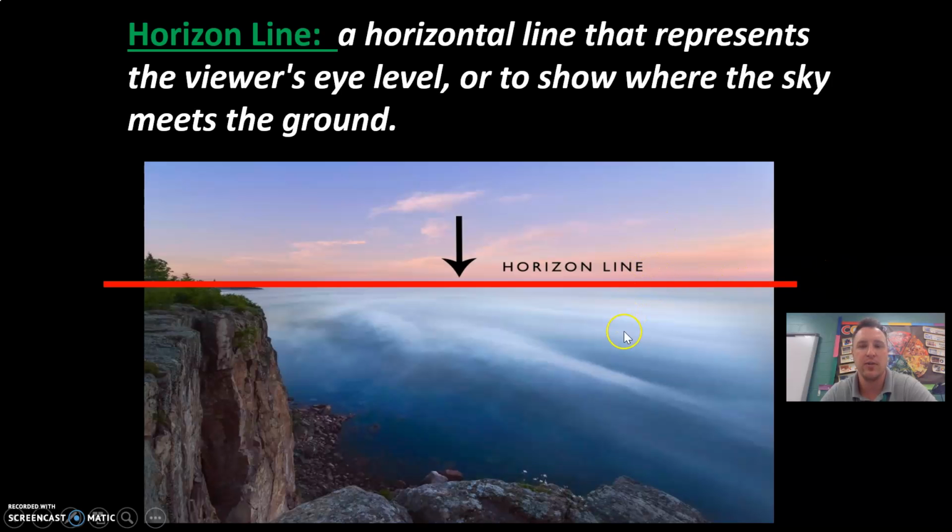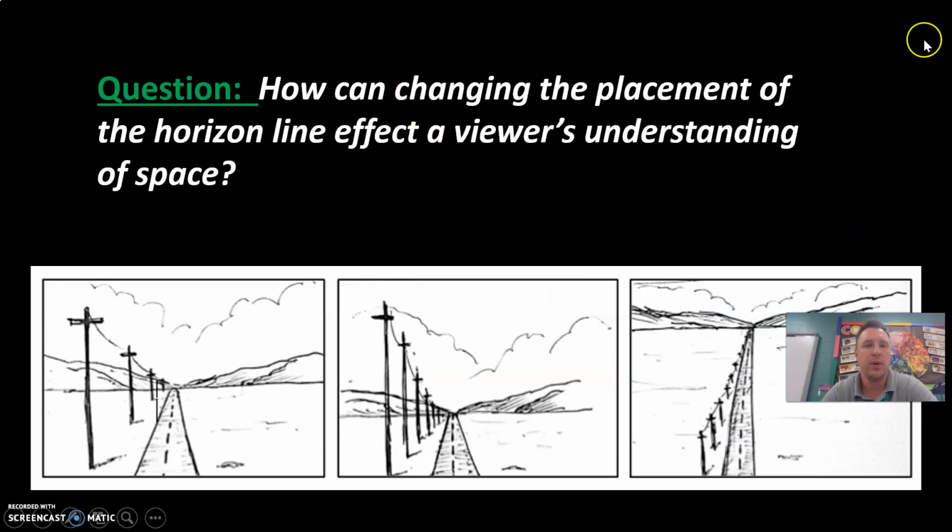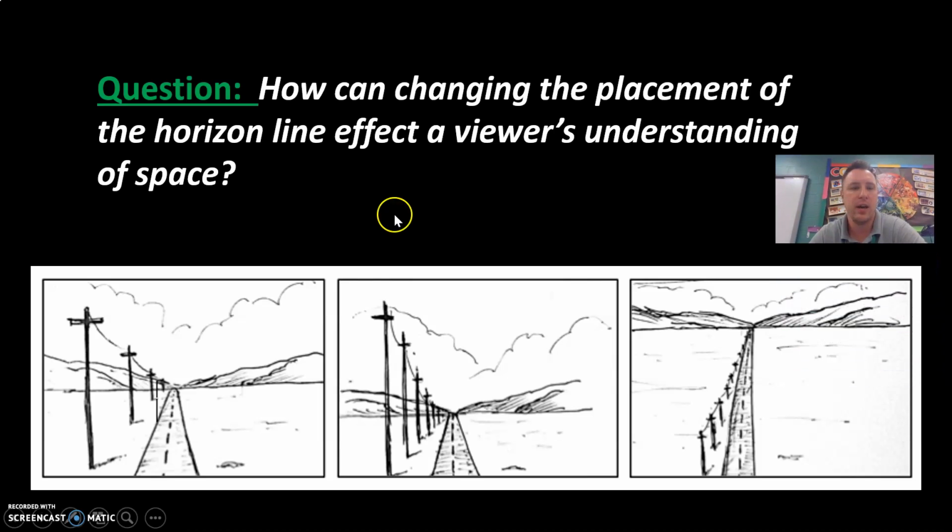So you have the sky, here you have the ground, everything below that line. And the question we want to ask ourselves to really understand horizon line is how can changing the placement of the horizon line affect the viewer's understanding of space? So here we have the horizon line in the middle. Here you have it down at the bottom. Here you have it higher up.